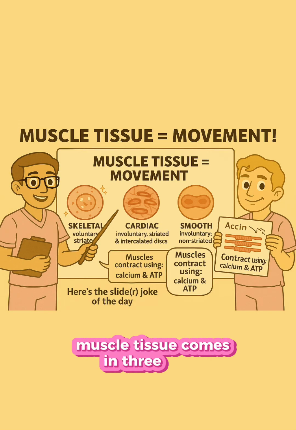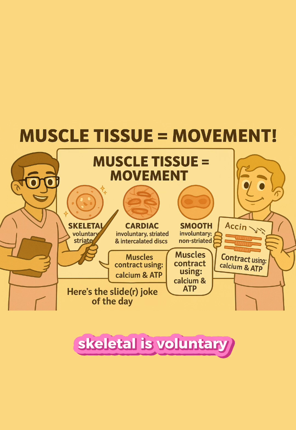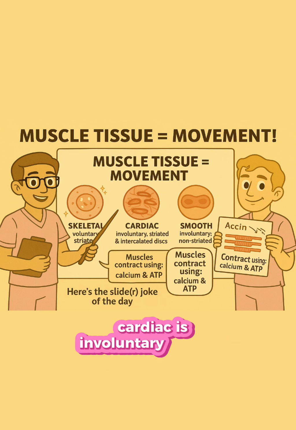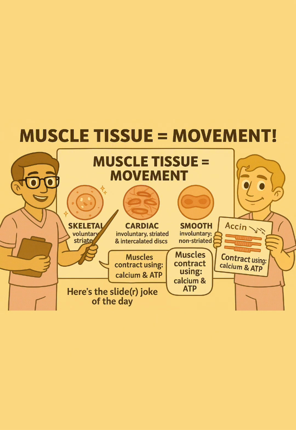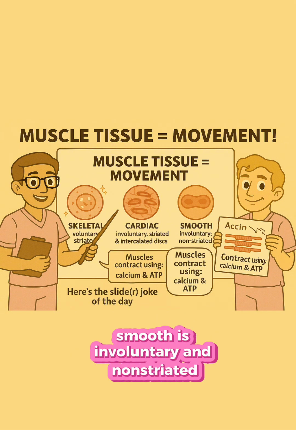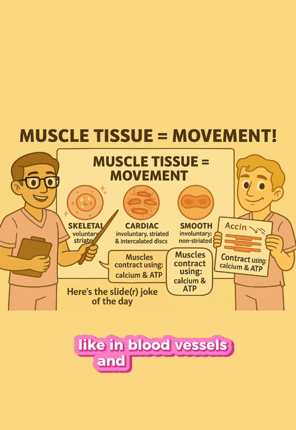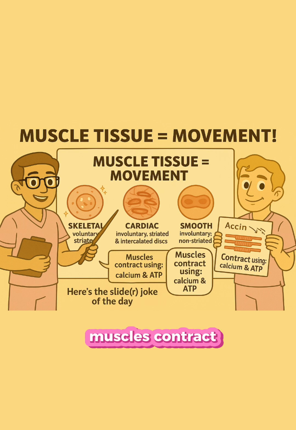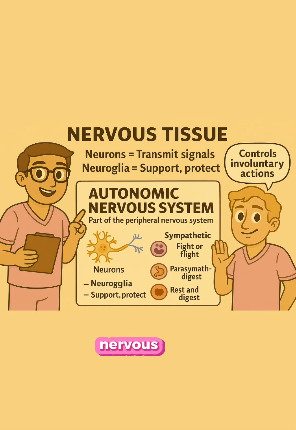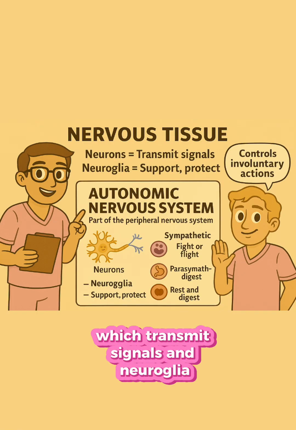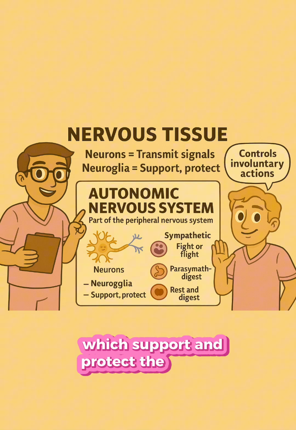Muscle tissue comes in three types. Skeletal is voluntary and striated. Cardiac is involuntary, striated, and has intercalated discs. Smooth is involuntary and non-striated, like in blood vessels and the GI tract. Muscles contract using actin and myosin sliding past each other with the help of calcium and ATP. Nervous tissue includes neurons, which transmit signals, and neuroglia, which support and protect the neurons.